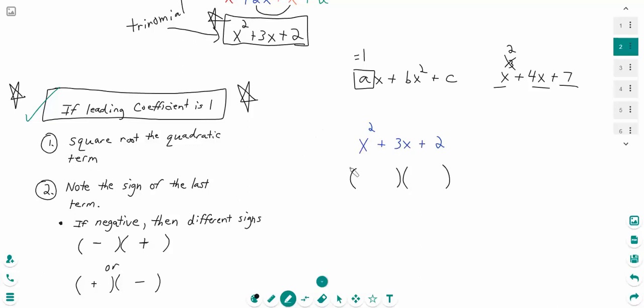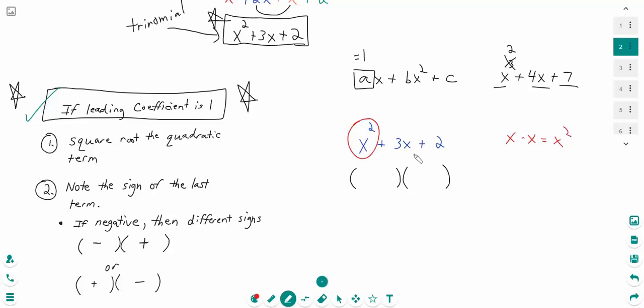All right, so where's the quadratic term here? Well, the quadratic term is right here, right? And so we're going to square root that. So what's something times itself such that it would equal x squared? That should be pretty easy. It's an x, right? X times x is going to be x squared.